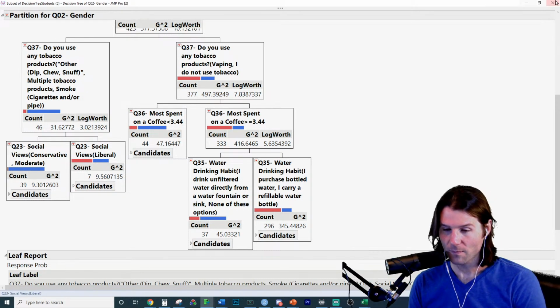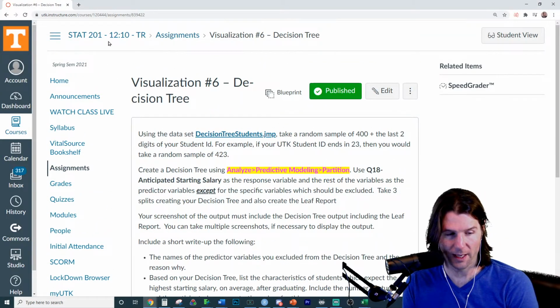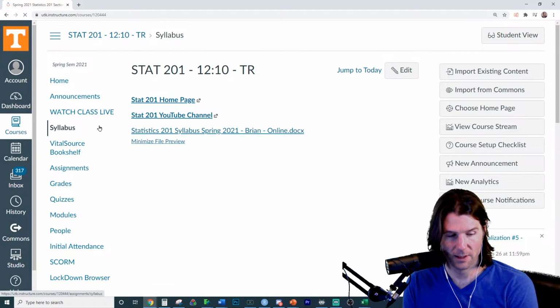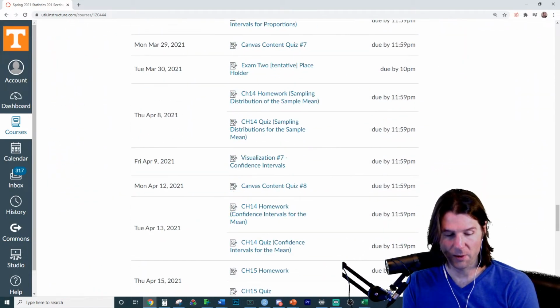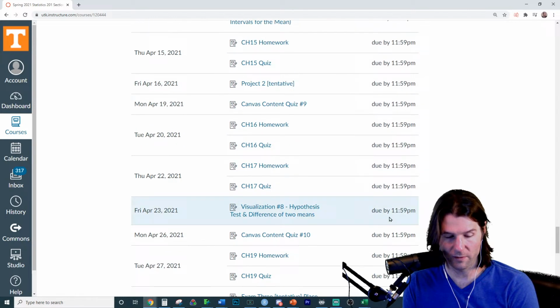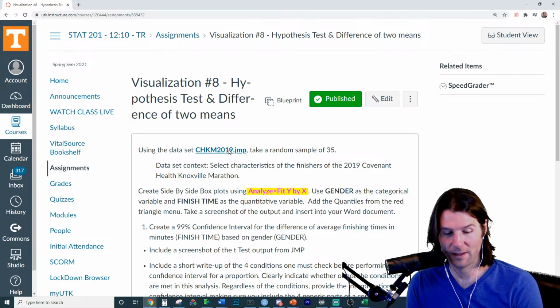But that's got it. Let's talk briefly about the write-up for the last one. So great job. People working ahead. Awesome work. So let's go down here to visualization number 8. Sarah, are you here? I can answer some questions. Where's visualization number 8? So Sarah, if you're here, let me know.